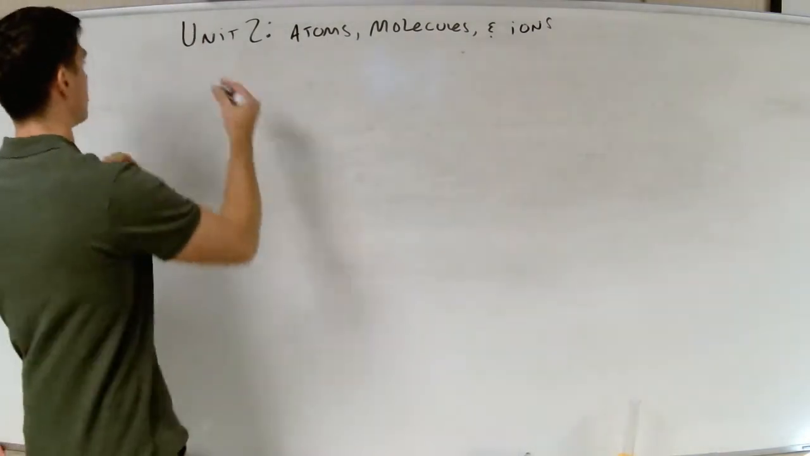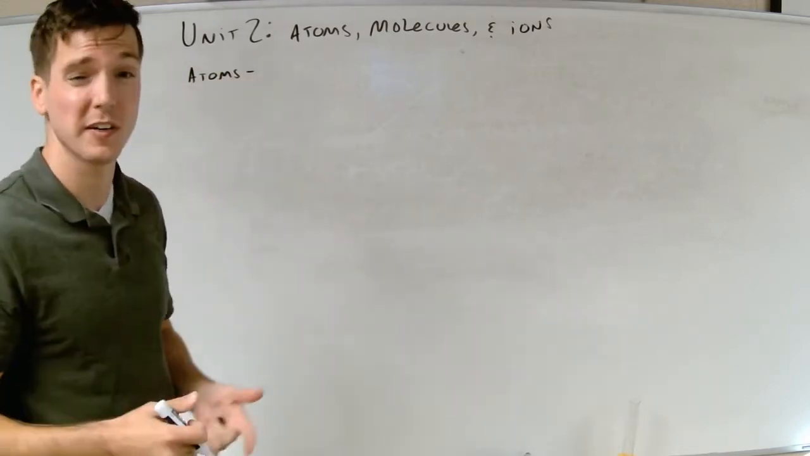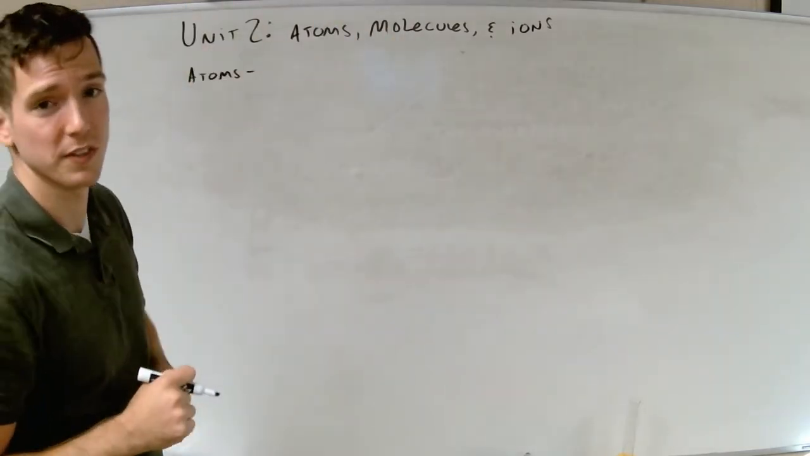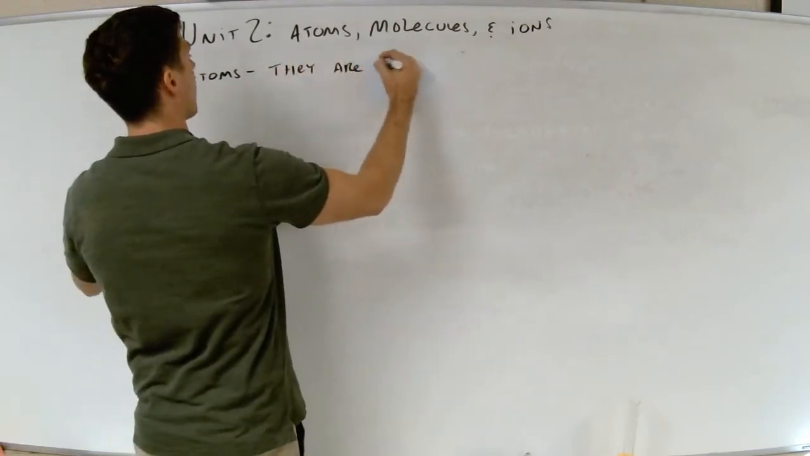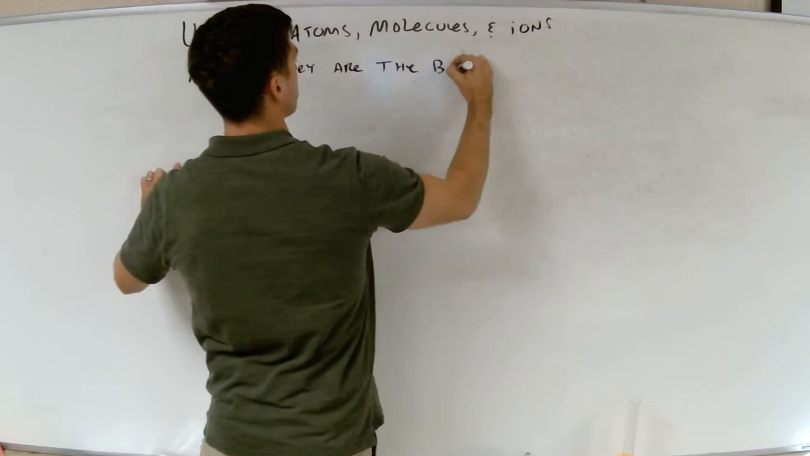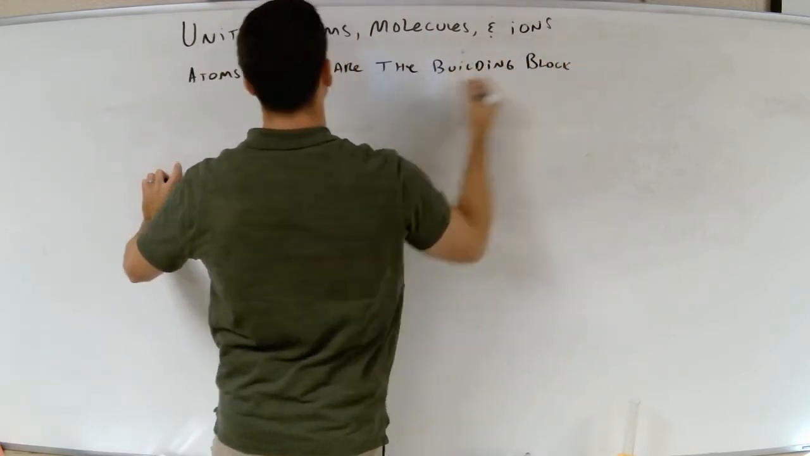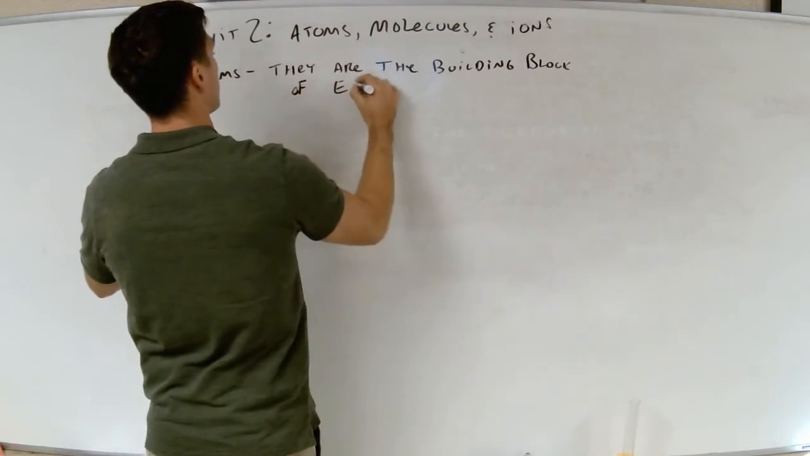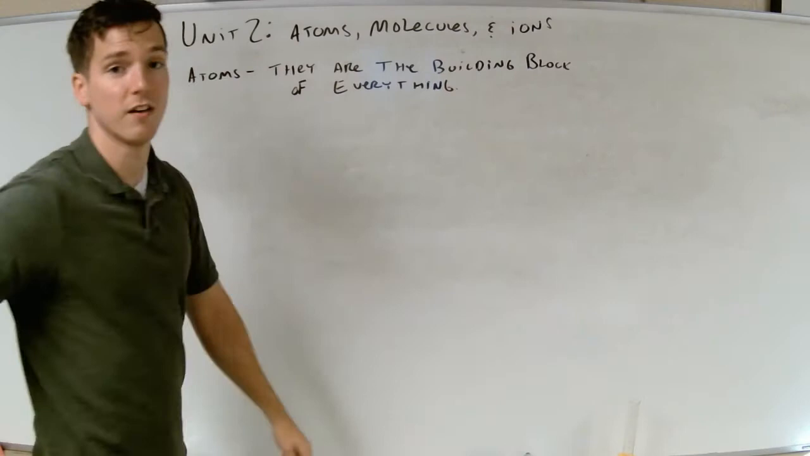So atoms, what are they, right? Atoms are elements on our periodic table. All those elements over there are atoms, and they are the building block of everything. All right, you are made of a bunch of atoms.